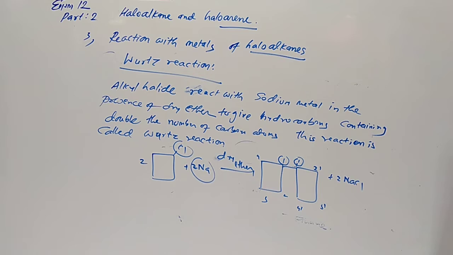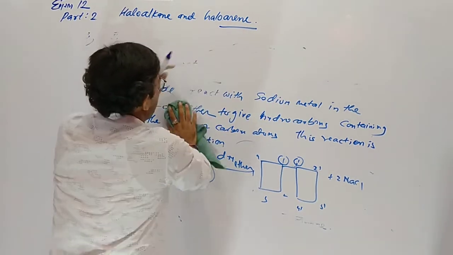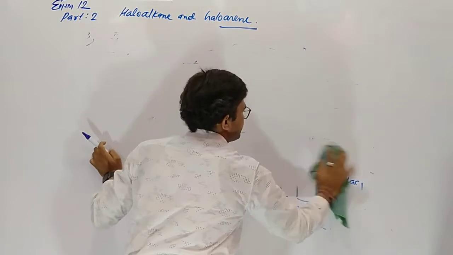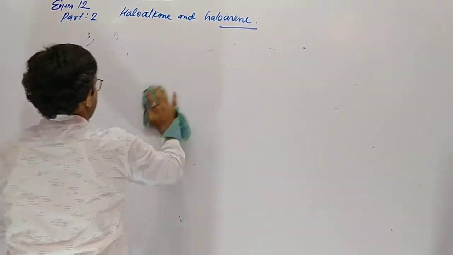Here the reactions of haloalkanes are over. Now we are going to the reactions of haloarenes, the second part of this chapter.